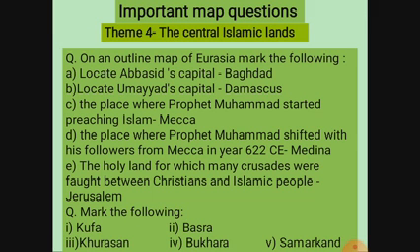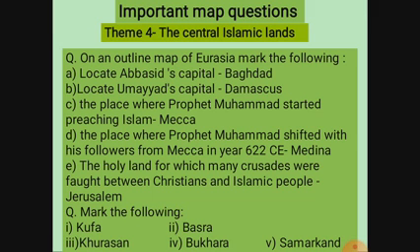Now the question generally comes in the form like locate the Abbasids' capital. It was Baghdad. Locate the Umayyads' capital. It was Damascus. The place where Prophet Muhammad started preaching Islam was Mecca. Or this question can be asked in another form like where the Kaaba is situated. So you need to know it is in Mecca.